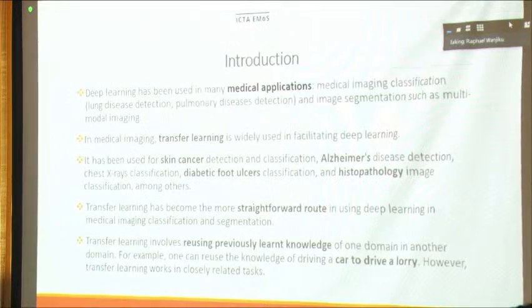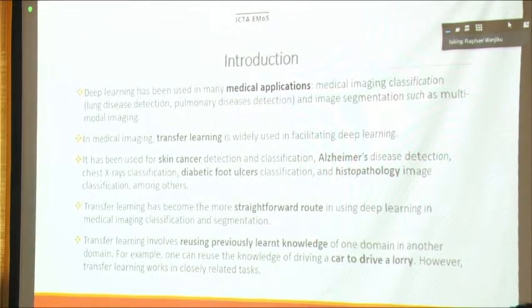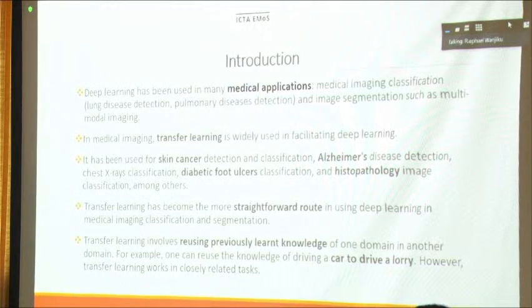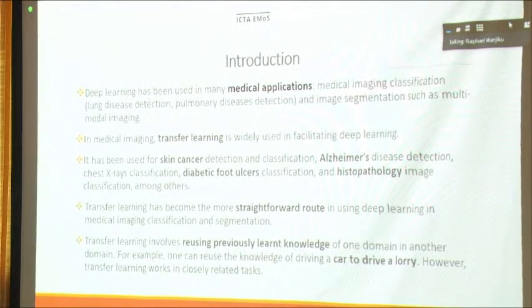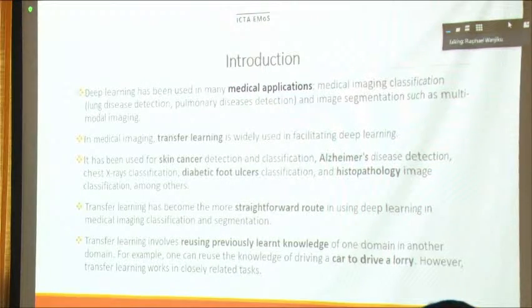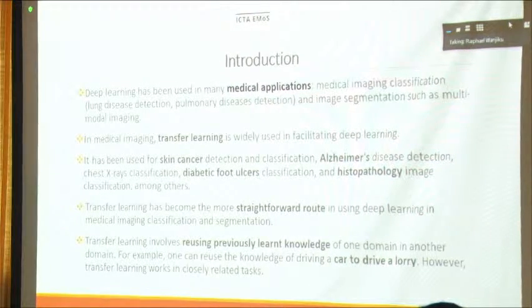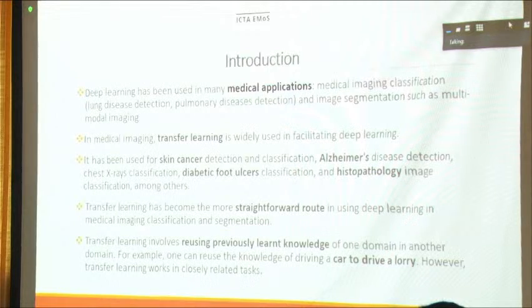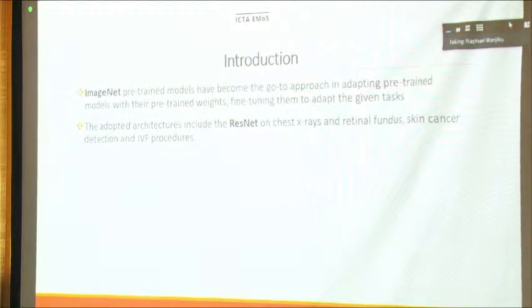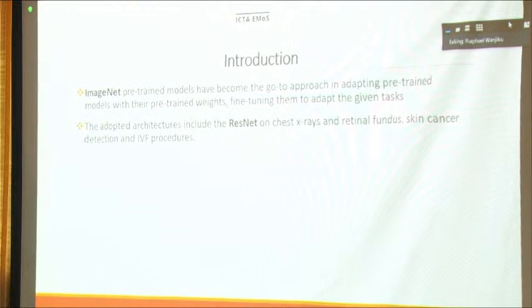So all that transfer learning is, is the reuse of previously learned knowledge of an already existing model that has been developed with a lot of data, and you use that learned knowledge from that model on another task. And ImageNet has been one of the main sources when it comes to adaptation of pretrained models. And in medical imaging, ResNet and DenseNet are the most used pretrained models.